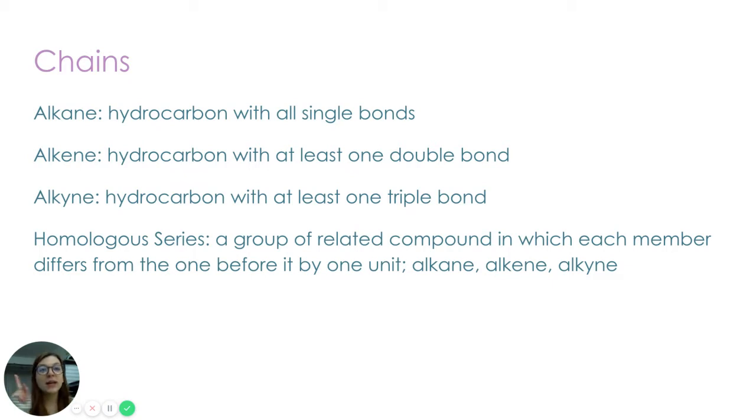Then, if we have at least one double bond, we're going to change the suffix, or the ending, of that word to alkene, E-N-E. And remember the IUPAC people? When you hear the name, you should be able to kind of picture it. "-ene" in your ear tells you that you should see a double bond somewhere in that molecule. And then last we have alkynes. The Y-N-E ending tells you that there's a triple bond somewhere within that molecule.